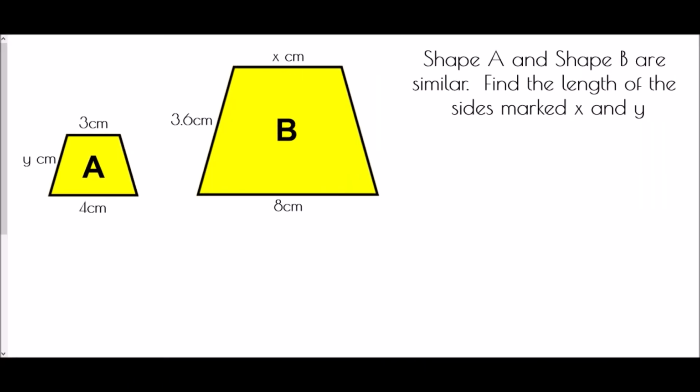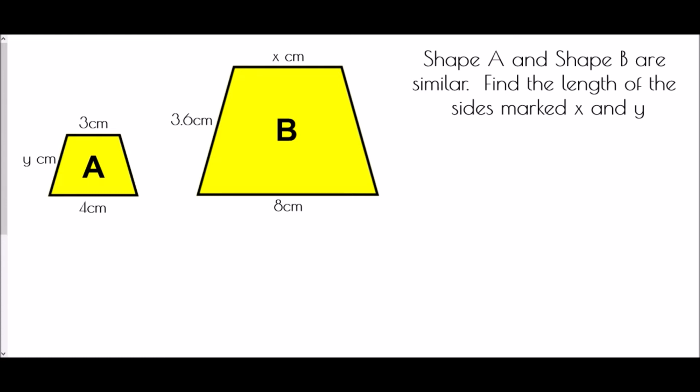What we're going to look at next is the situation where we have been told that similarity exists. So if 2 shapes are similar, we are being told that the angles are all the same and that the corresponding sides are in a corresponding ratio. And so shape A and shape B are similar. Find the length of the sides marked X and Y. Now with this, what we're basically saying is that A has been enlarged to create B.